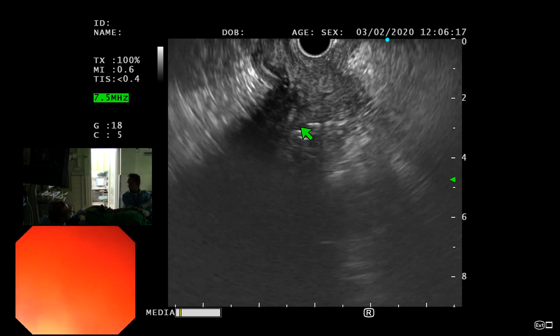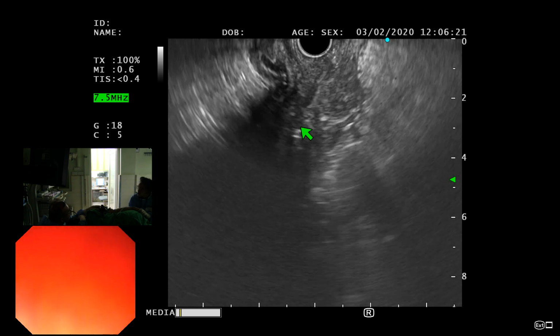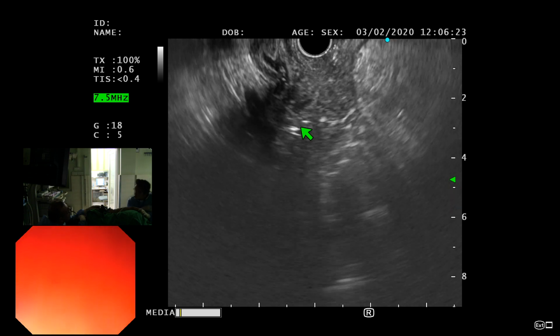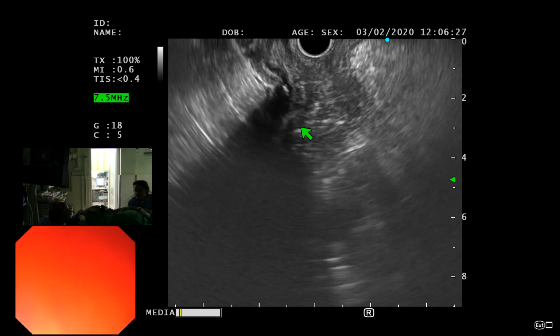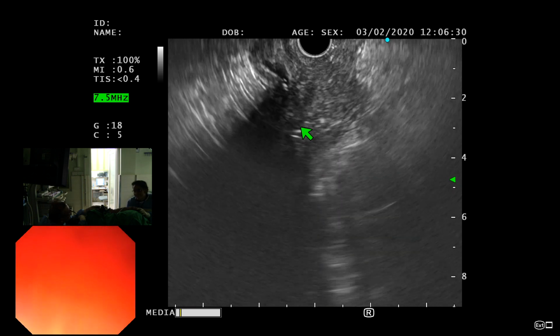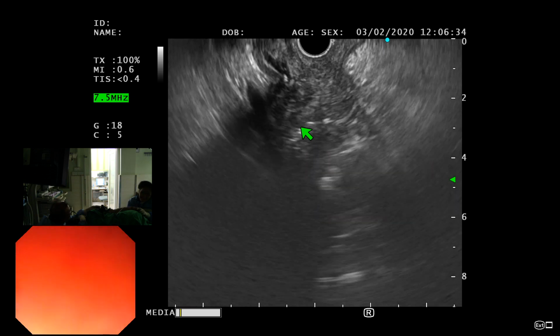We got a 1.5 centimeter tissue here. That should be enough. Kashif? That's quite decent here. I don't think we need any more. I think that should be enough. I don't think we need to do it.